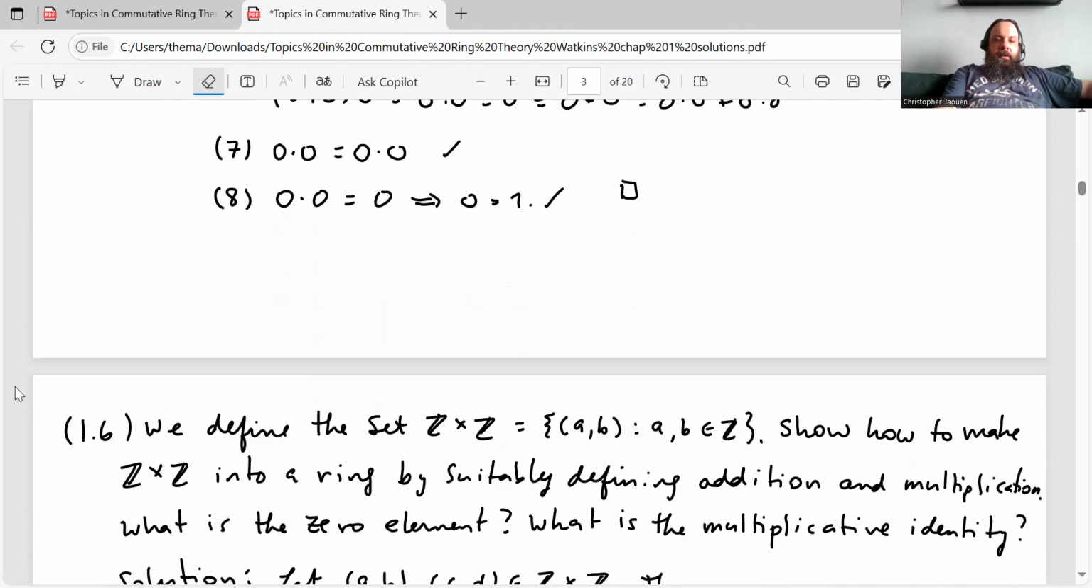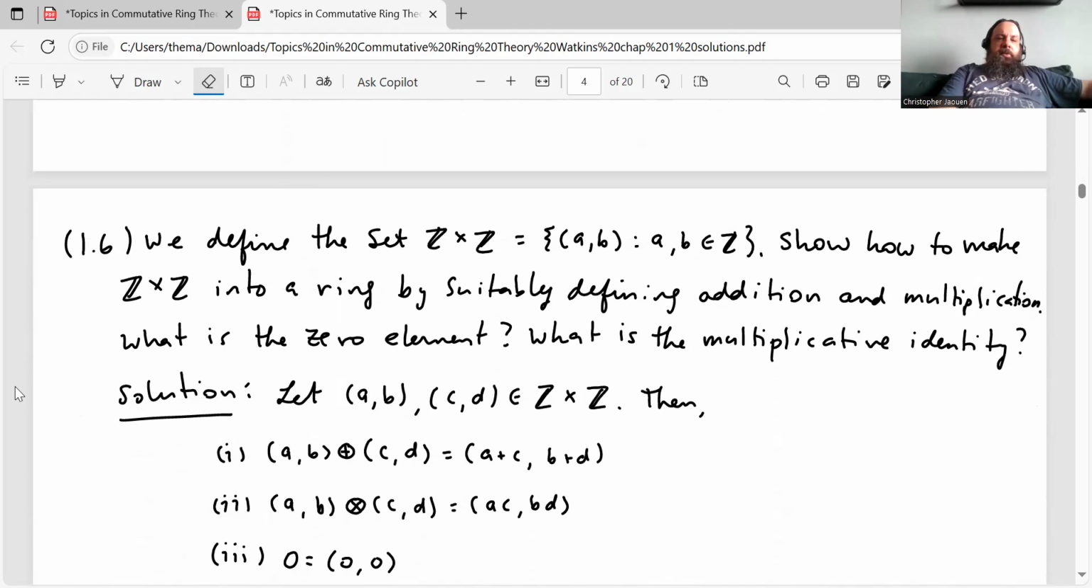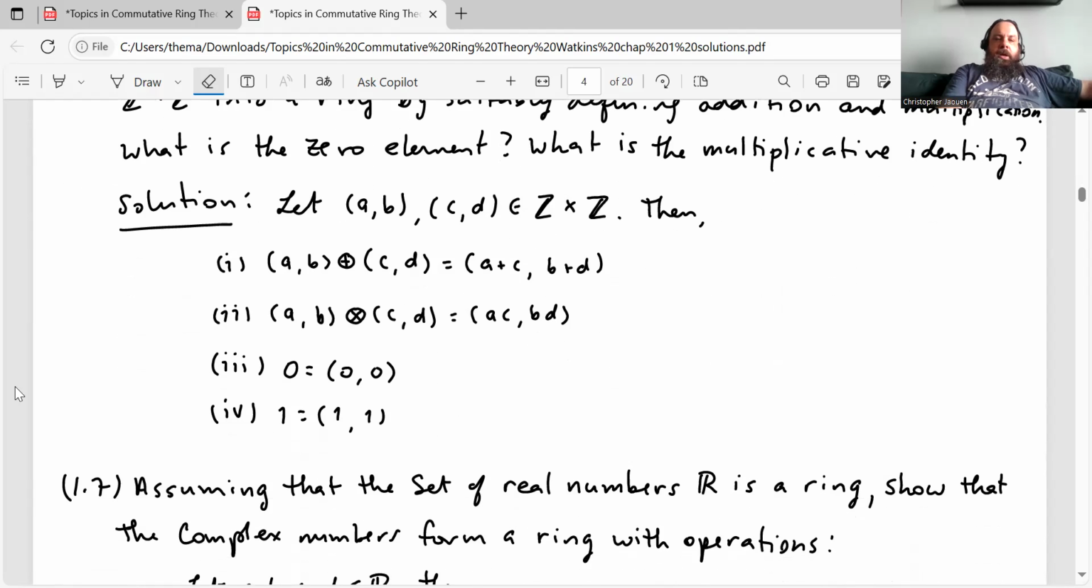All right, 1.6. We define the set Z times Z. This means Cartesian product, right? It's the set of all ordered pairs (a, b), where a and b are integers. Show how to make the Cartesian product into a ring by suitably defining addition and multiplication. What is the zero element? What is the multiplicative identity? Again, this is pretty straightforward.